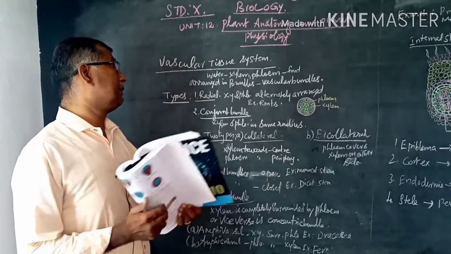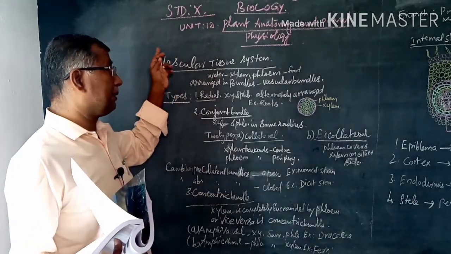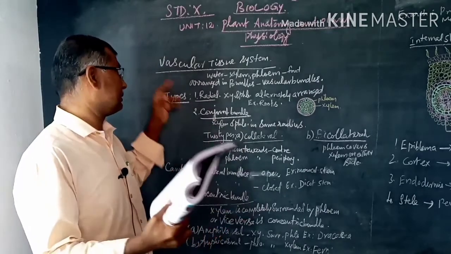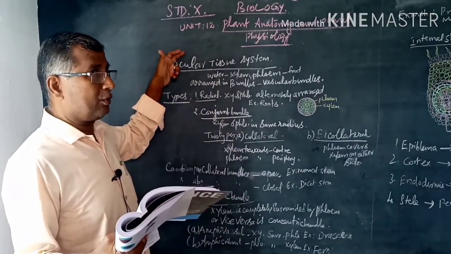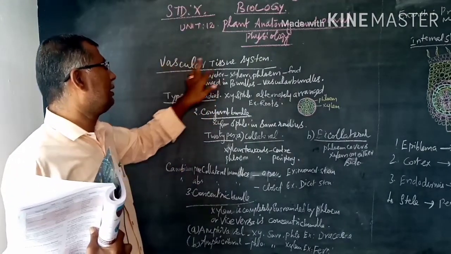Last class we have seen about the types of tissue, that is epidermal tissue, vascular tissue and ground tissue system. So we have already seen the epidermal tissue and the ground tissue system. Now we are going to see about the vascular tissue system.